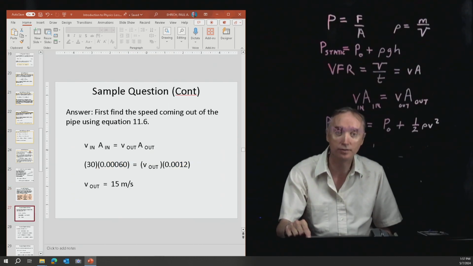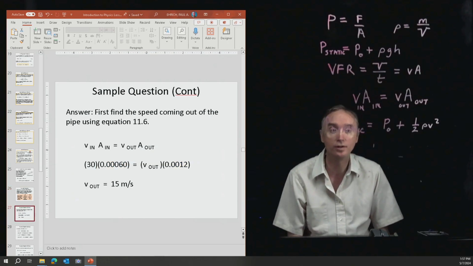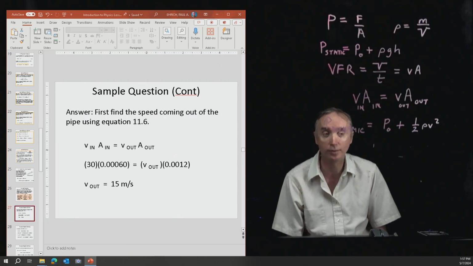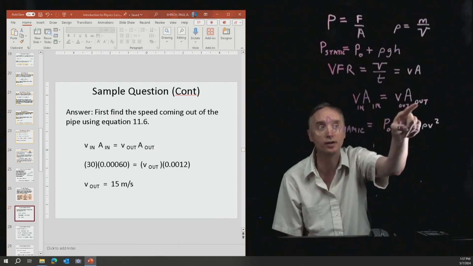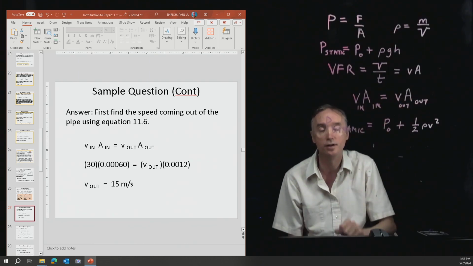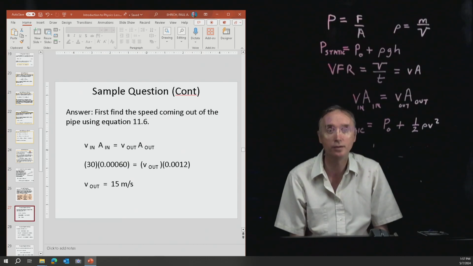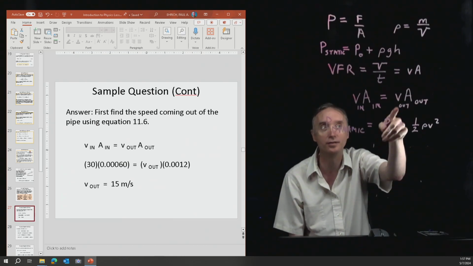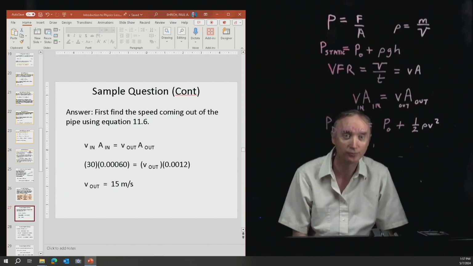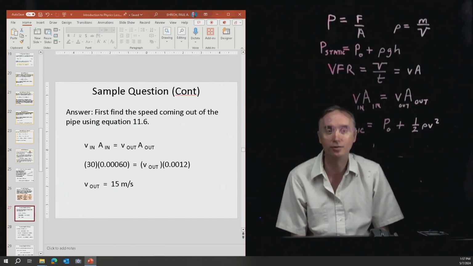So let's start by figuring out the speed of the fluid coming out of the pipe. In order to do that, we're going to use conservation of volume flow rate, so that the speed going into the pipe times the area going into the pipe has to equal the speed coming out times the area coming out of the pipe. We know the speed going in and the area going in, so we solve for the speed coming out, and it turns out to be 15 meters per second.